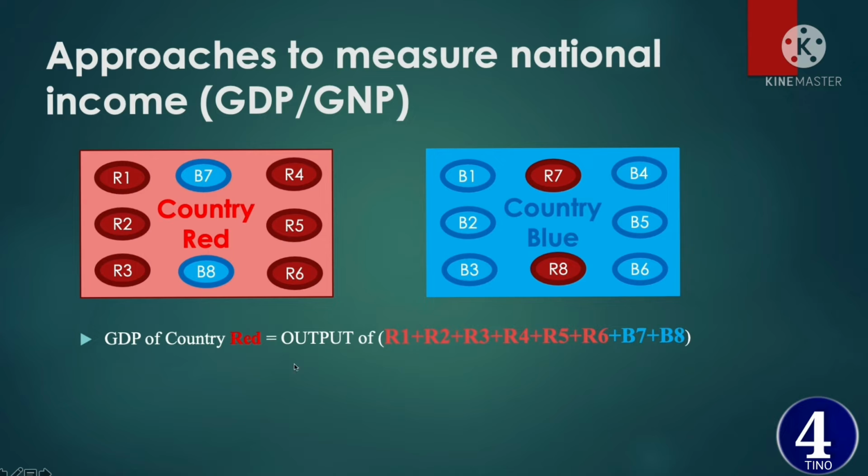In order to measure the GDP of country red, GDP, which is Gross Domestic Product, measures the output of country red in a sense that all the outputs produced by all the workers inside the country, irrespective of their citizenship, whether they are citizens of the red country or citizens of the blue country, GDP counts the output produced by every worker inside the country domestically. So in order to do that, we will add output from R1, R2, R3, R4, R5, and R6. Also production by B7 and B8, irrespective of their citizenship, but only geographical location is considered here.